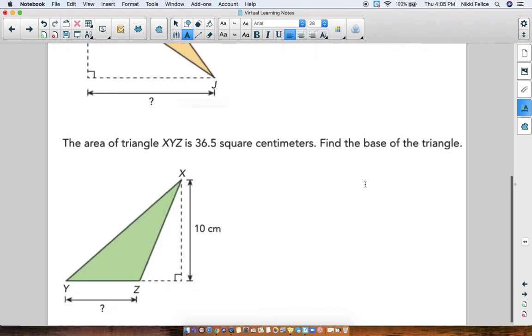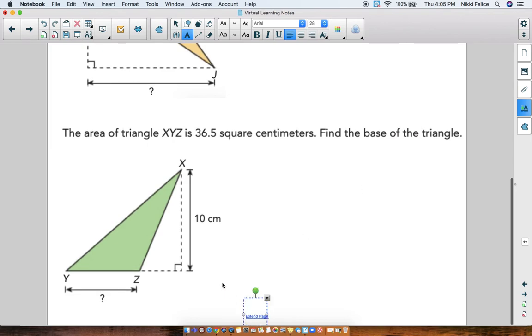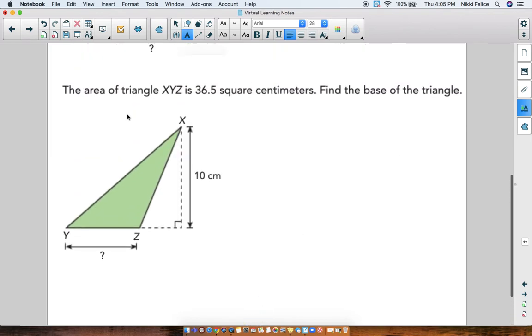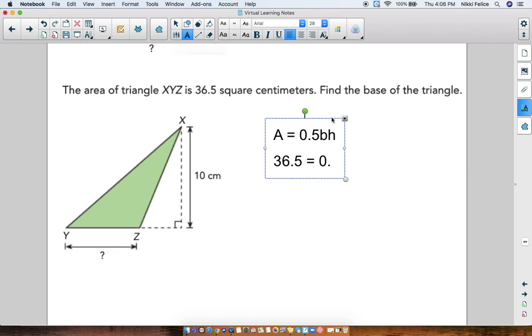And then for my second triangle down here, let's see. So the area of the triangle is 36.5 square meters. Find the base. Okay, so that means we know the height already. So let me write out my formula. Area equals half times base times height. Now let's fill in what we know. Well, we know the area is 36.5. 0.5 is there. We don't know the base yet, but we know the height. It's 10.